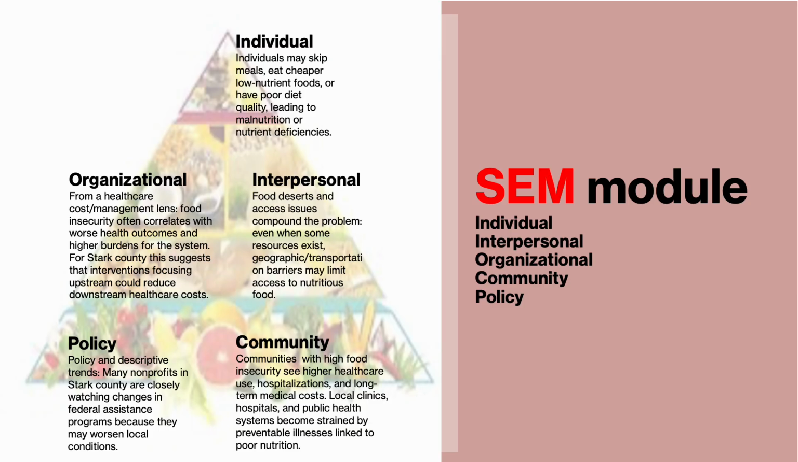At the policy level, policy and descriptive trends. Many nonprofits in Stark County are closely watching changes in federal assistance programs because they may worsen local conditions. At the community level, communities with high food insecurity see higher healthcare use, hospitalizations, and long-term medical costs. Local clinics, hospitals, and public health systems become strained by preventable illnesses linked to poor nutrition.